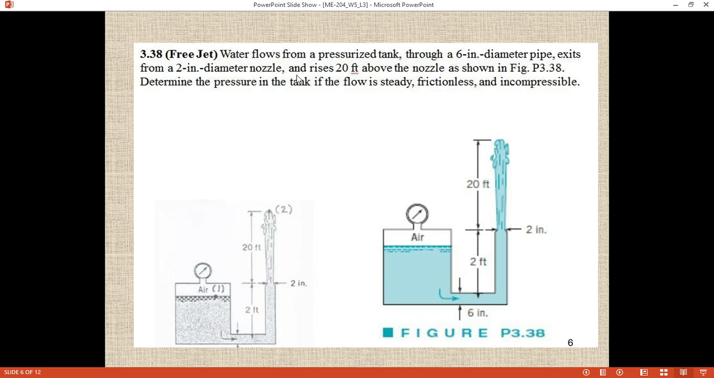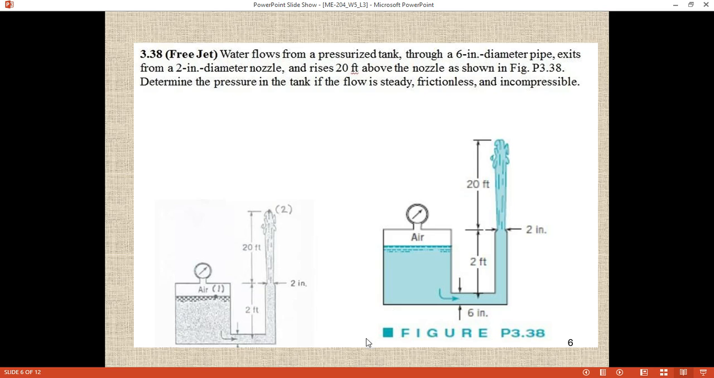And it rises 20 feet above the nozzle as shown in the figure. When we open this nozzle, due to this pressure, this fluid rises up to 20 feet. So what we have to do is determine the pressure in the tank if the flow is steady, frictionless and incompressible. These are the information given, and we have to find out the pressure due to which the fluid traveled 20 feet distance vertically upward.